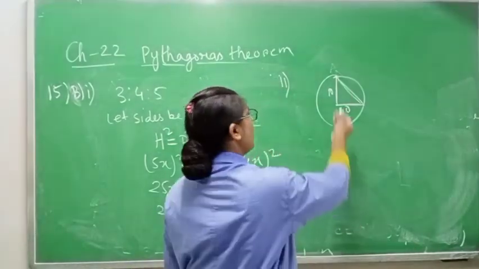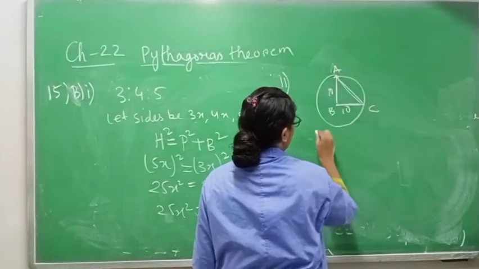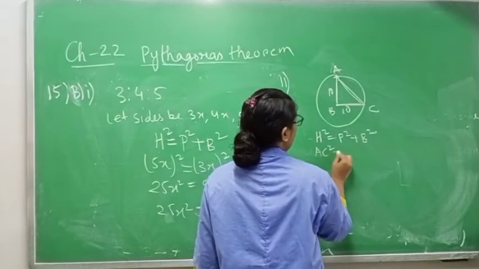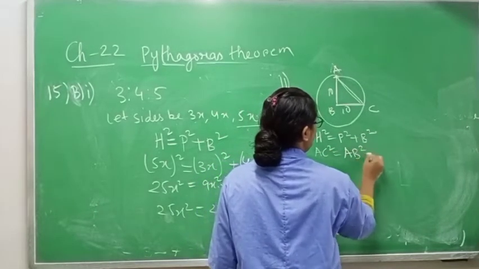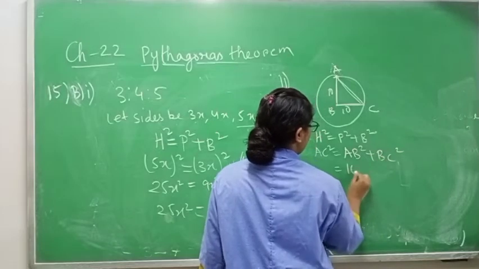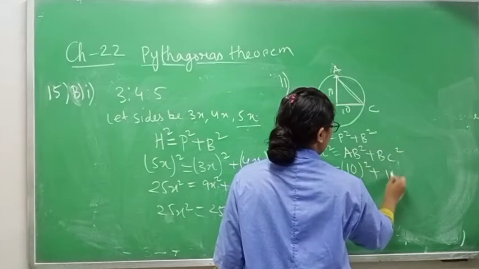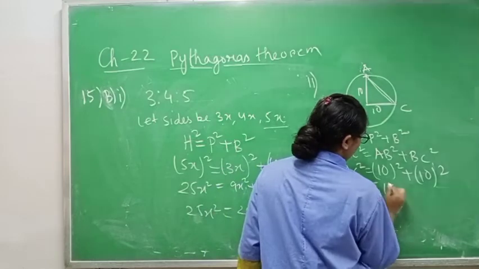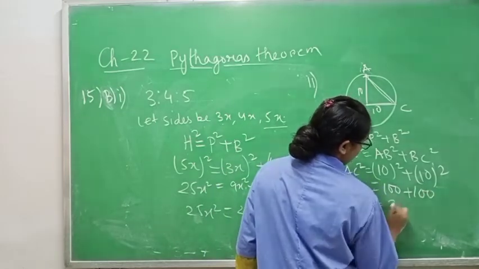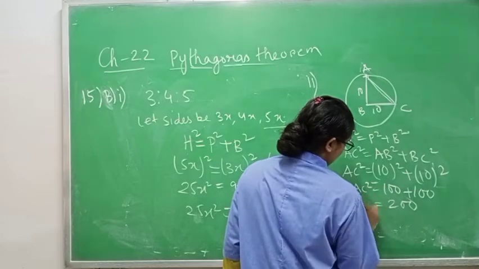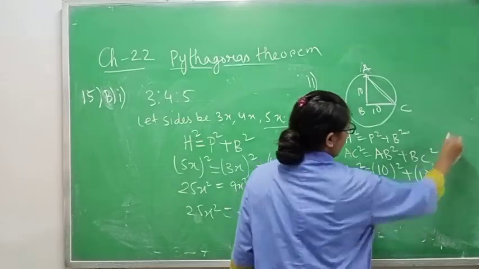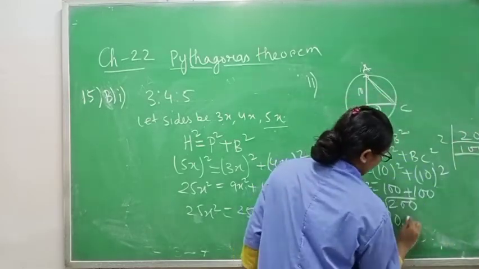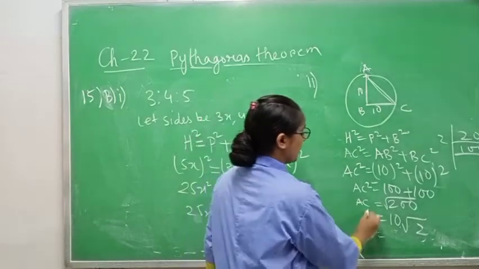You have to prove it. So using the same Pythagoras theorem in triangle ABC, H square equals P square plus B square. It means AC square equals AB square plus BC square. So 10 square plus 10 square: AC square equals 100 plus 100, which is 200. AC equals root 200, which is 10 root 2. Means you are getting AC as 10 root 2.